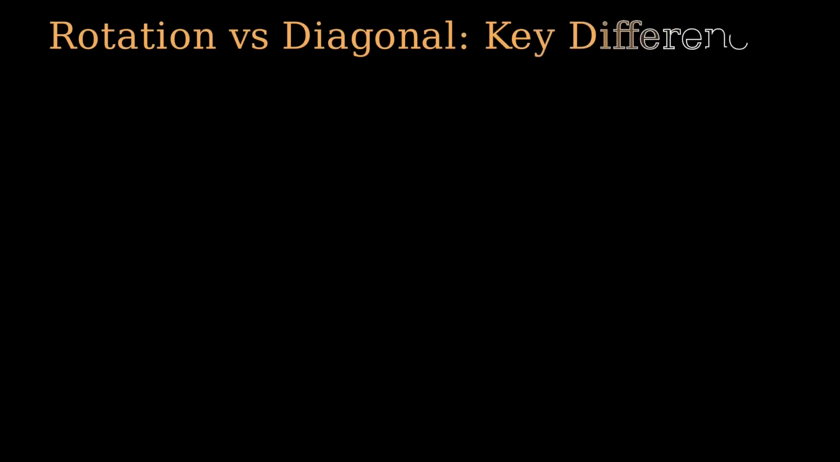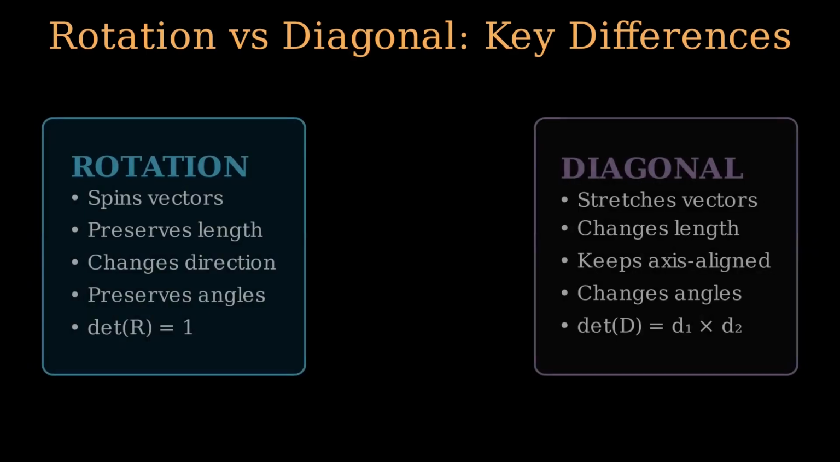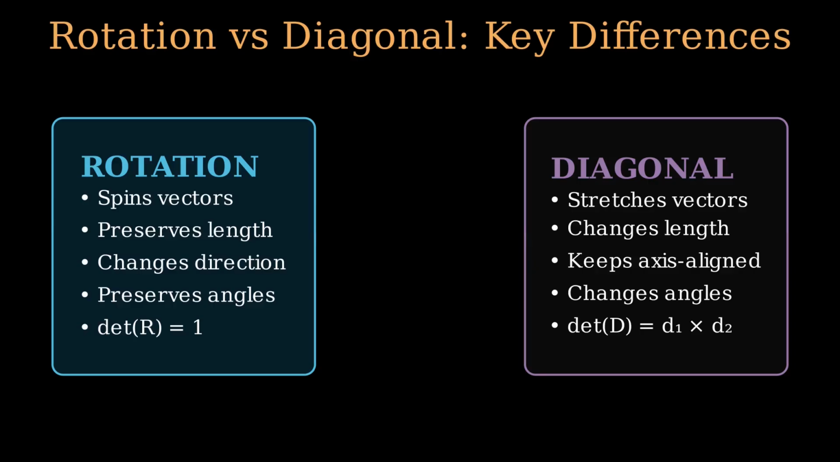Let's directly compare rotation and diagonal matrices side by side. Rotation matrices spin vectors while diagonal matrices stretch them. Rotation preserves length. Diagonal changes it. Both are useful. Rotation for rigid transformations, diagonal for independent axis scaling.